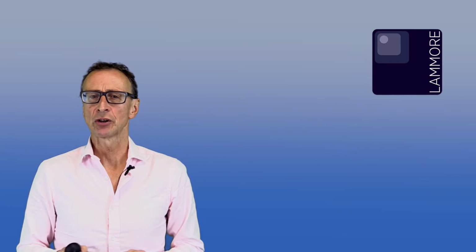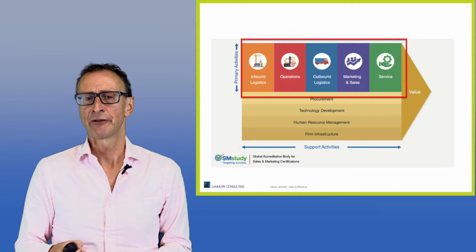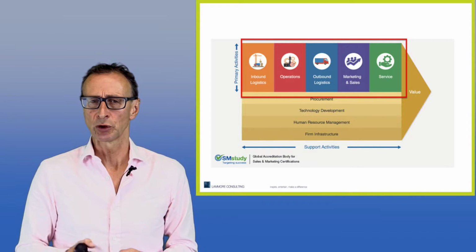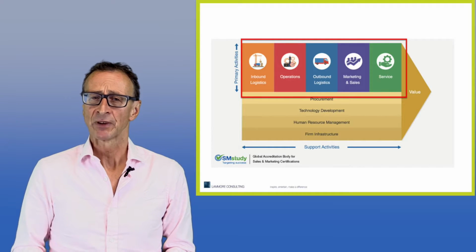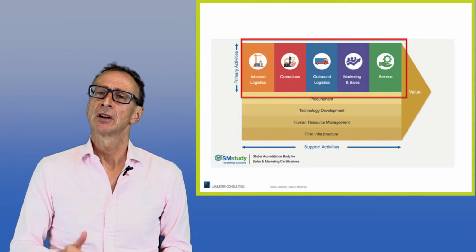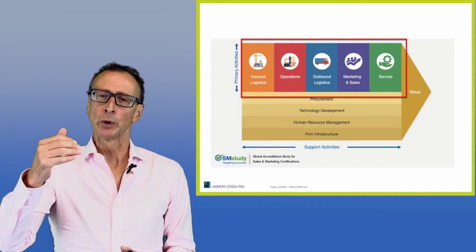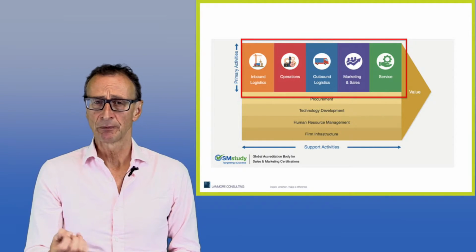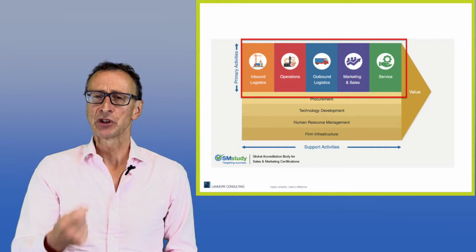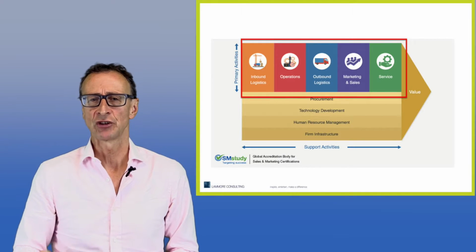But first of all, let's look at the primary activities. The key areas that Porter talks about begin with inbound logistics. This will be, if you like, the goods in. This is the way that we take in products, store them, and then distribute them around the business internally.